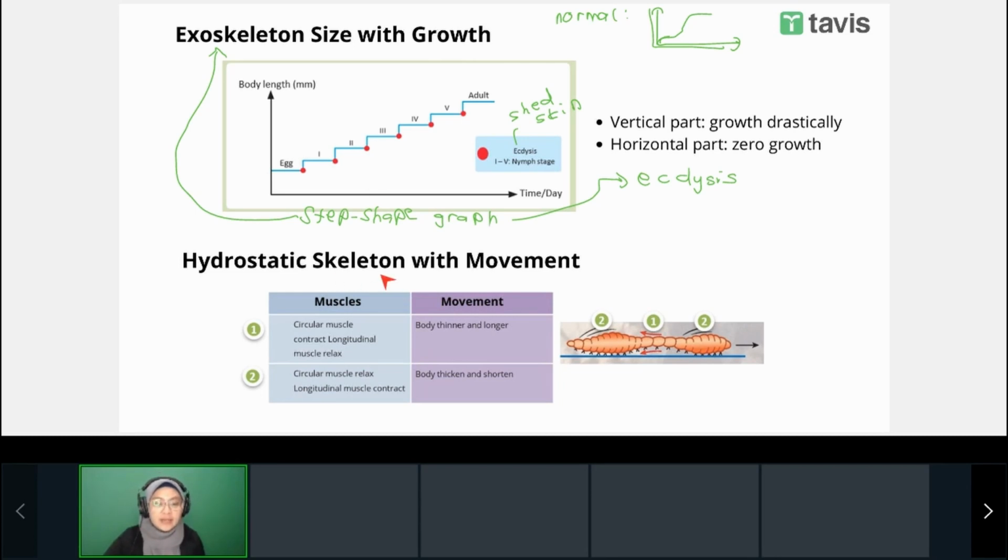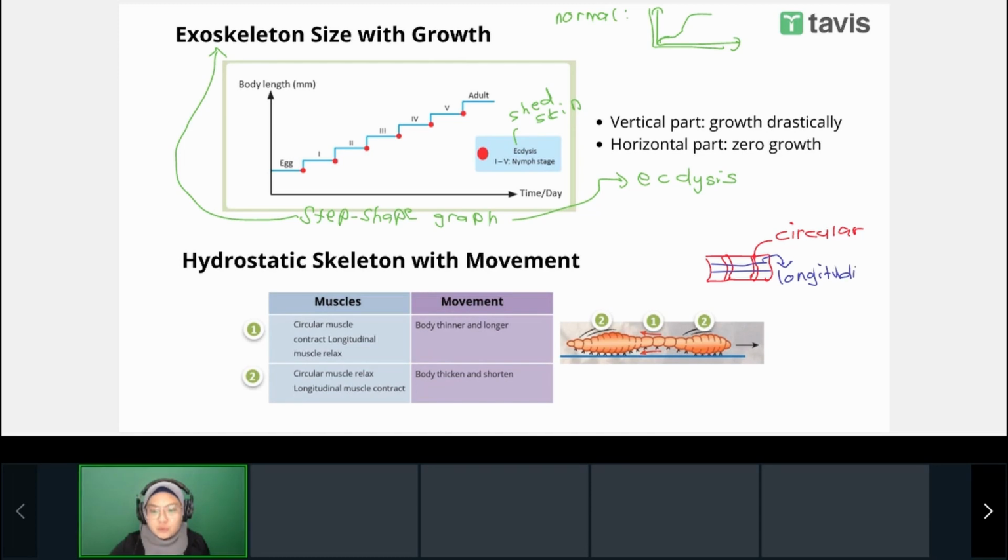hydrostatic skeleton movement. As an example of hydrostatic skeleton movement, I will take a worm. The body of the worm comprises two muscles. The one that circles the body we call the circular muscle. And the other muscle, along the horizontal part of the body, we call the longitudinal muscle.